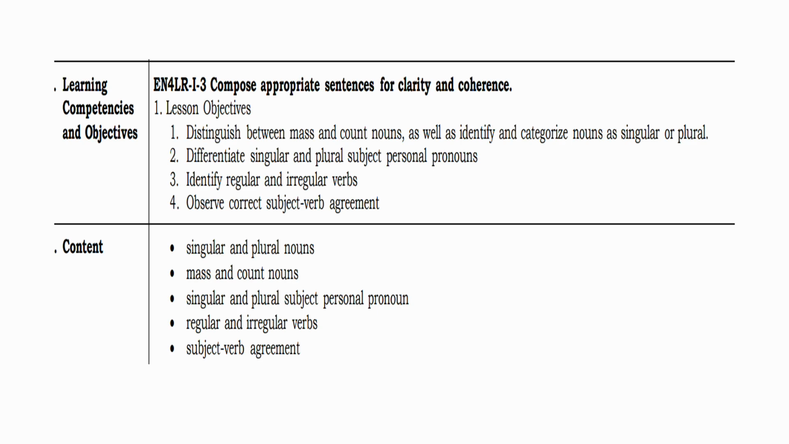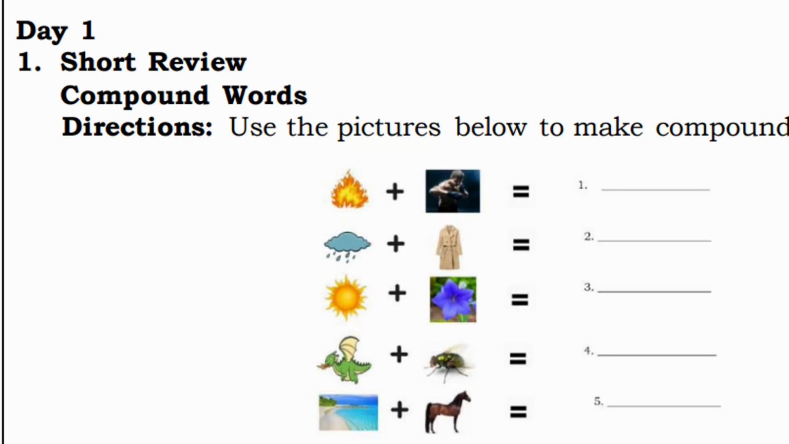For this week's learning competencies and objectives, you have to compose appropriate sentences for clarity and coherence. In order to do that, you have to distinguish between mass and count nouns, as well as identify and categorize nouns as singular or plural, differentiate singular and plural subject personal pronouns, identify regular and irregular verbs, and observe correct subject-verb agreement.